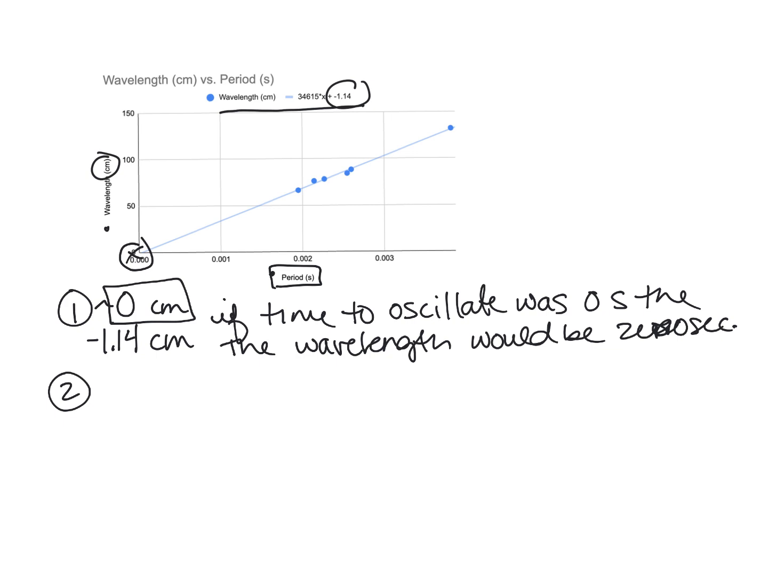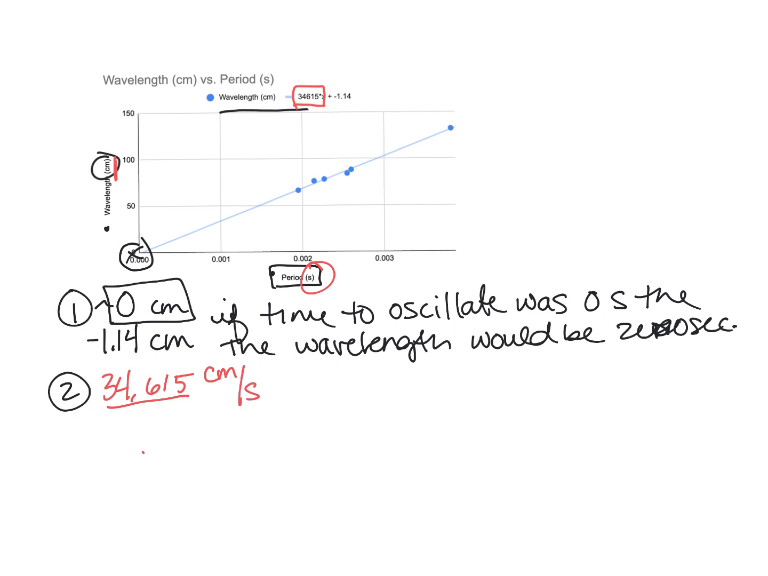For number 2, you want the numerical value of your slope with units. From Google Sheets, that's going to be the number that is before the x. So my slope is that number right there, 34,615. I also want to include a unit with that. For your slope unit, it should always be whatever unit's on your y-axis, so centimeters, divided by the unit on your x-axis, seconds.